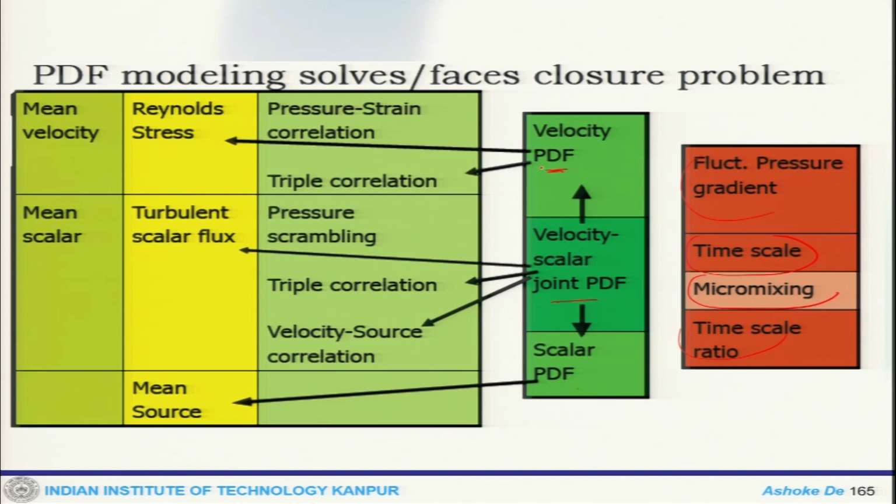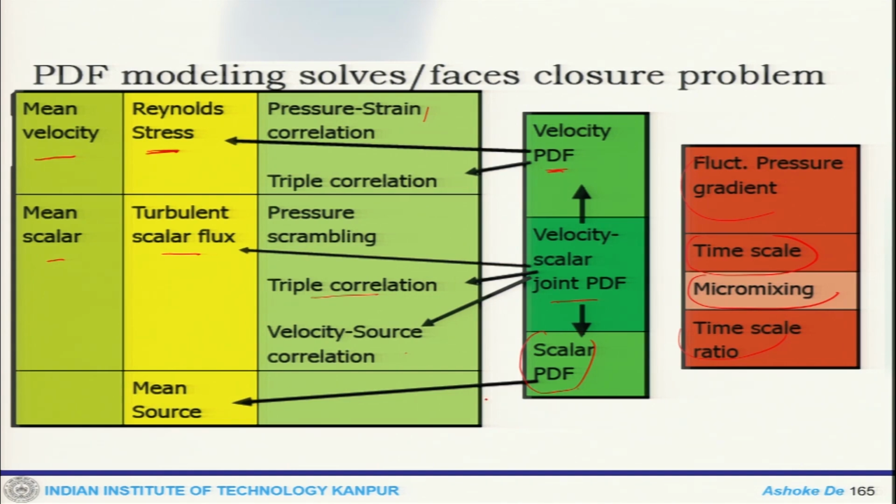Now, when you look at the velocity PDF, using the velocity PDF, you close the Reynolds stress term, and also the pressure strain correlation and triple correlation are closed using this velocity PDF, and this is where mean velocity and mean scalar you get from the Eulerian framework. Now, using your joint velocity scalar PDF, you close the turbulent scalar flux, velocity source correlation and the triple correlation. So, these are the terms which you close using the information of the joint velocity scalar PDF, and only using the scalar PDF you close the mean source term.